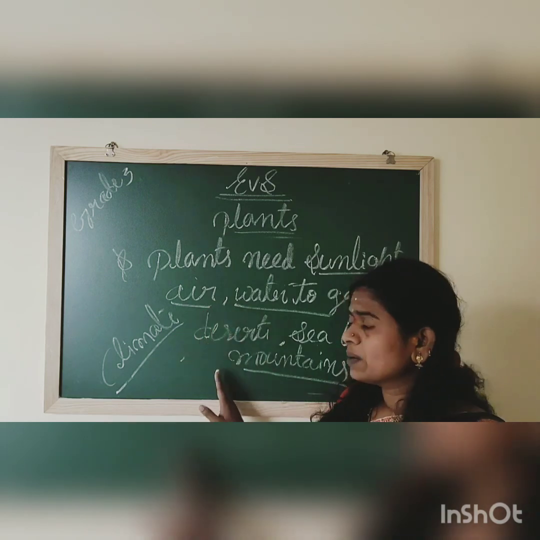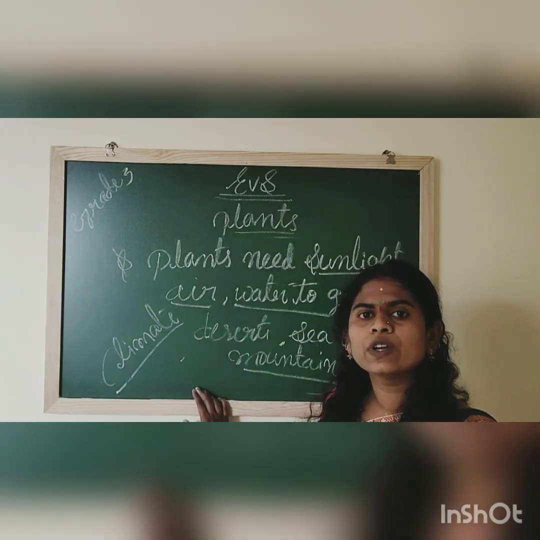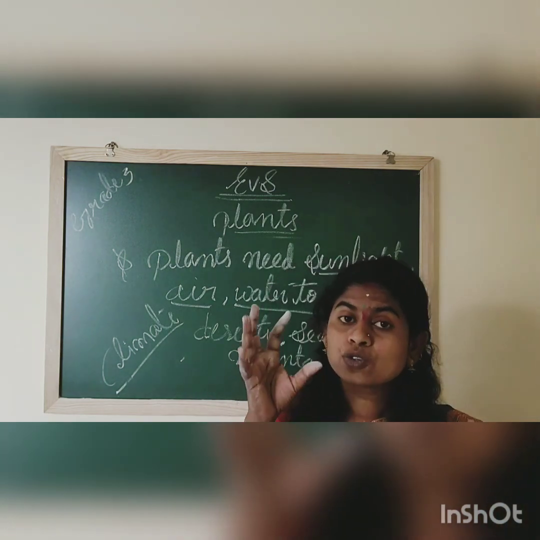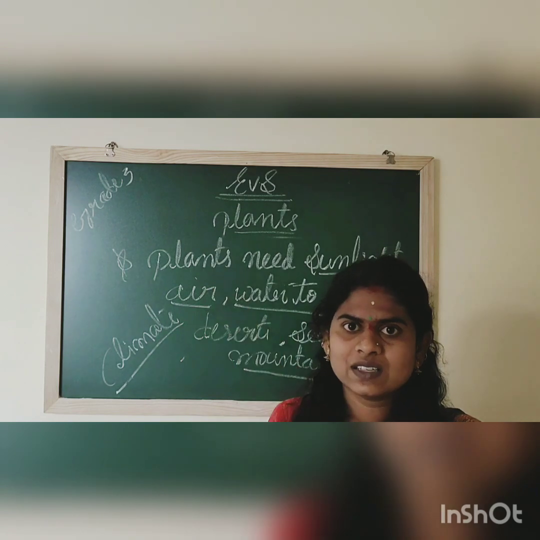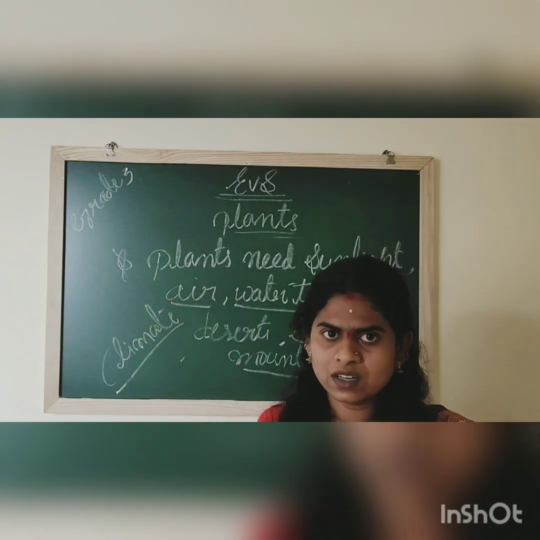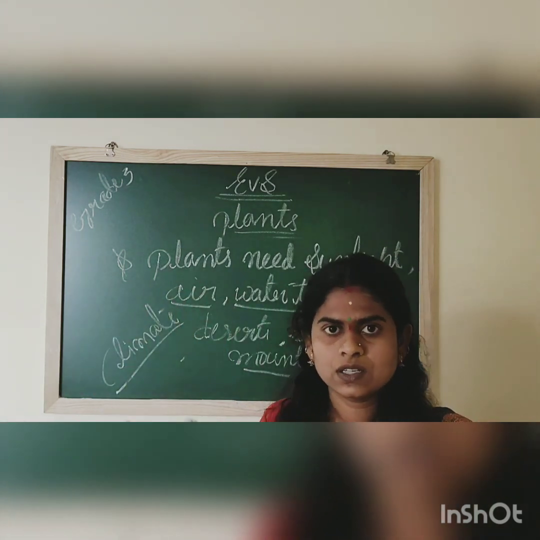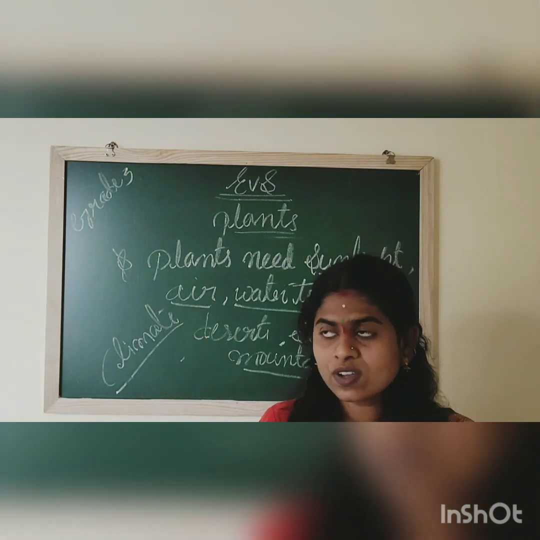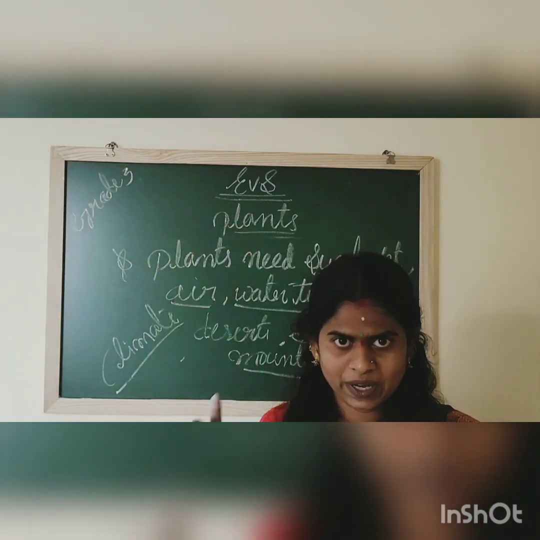So there are varieties of plants found everywhere. Varieties of plants are everywhere, but they are found in certain regions. For example, if they are growing in the desert, they are found in the desert only. Such plants can't grow in our area because they are adjusted to such an environment.